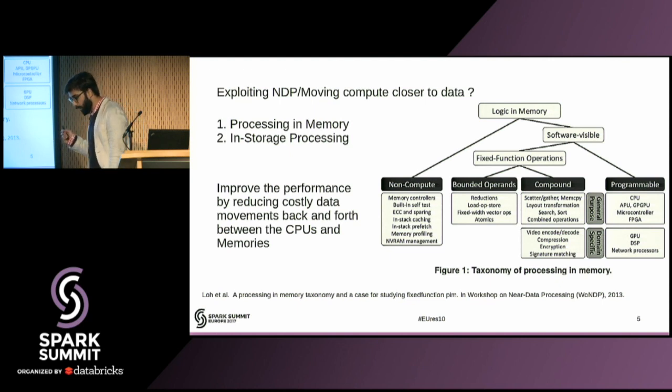And when it comes to compute, you again have a whole spectrum of what you could put in the logic. You could put simple instructions. You could have some kind of programmable logic here. You could have some kind of compound instructions, for example gather, scatter, mem copies. You could also have some kind of bounded operations as well. So that's the taxonomy of computation in memory. But the question is really, out of this whole spectrum, where should we focus for Apache Spark? Should we go for bounded operations? Should we go for programmable logic, maybe DSPs?